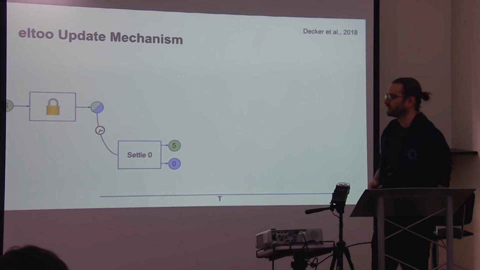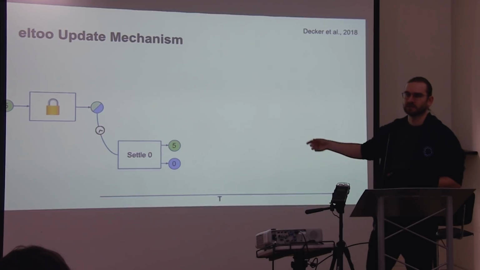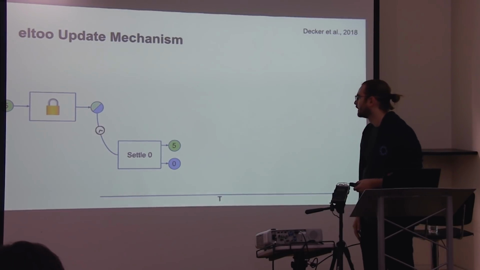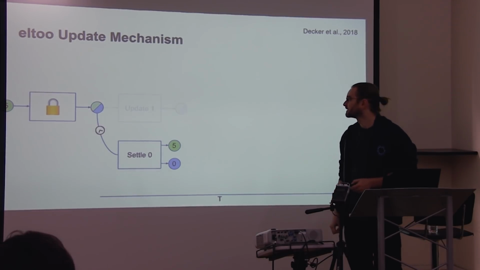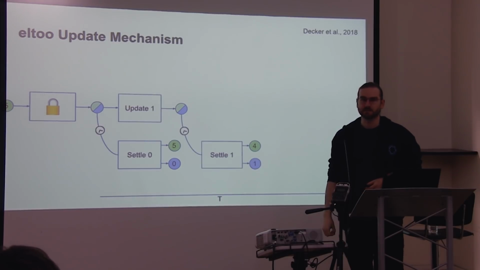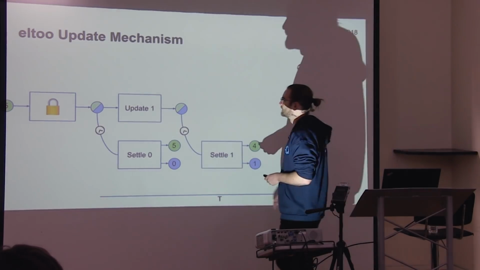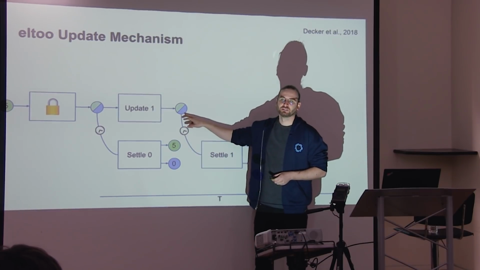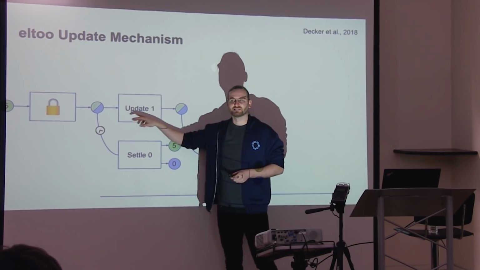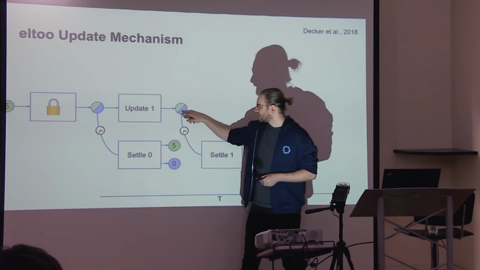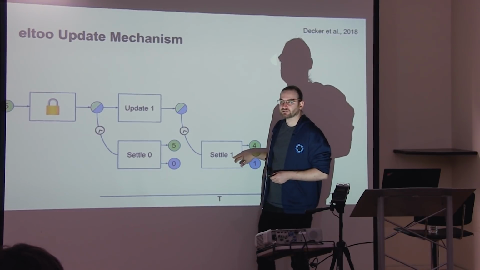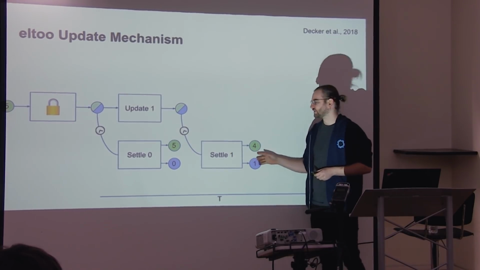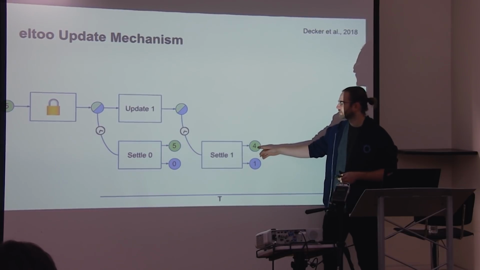Okay. If nothing else happens, well, green gets his money back and we're done. Now, if we want to do an update, we basically just create what's called an update transaction, update 1, that takes this output and creates a new output that has exactly the same structure. And we attach a new settlement 1 to it, which reflects the new state. So we just transferred 1 Bitcoin from green to blue.